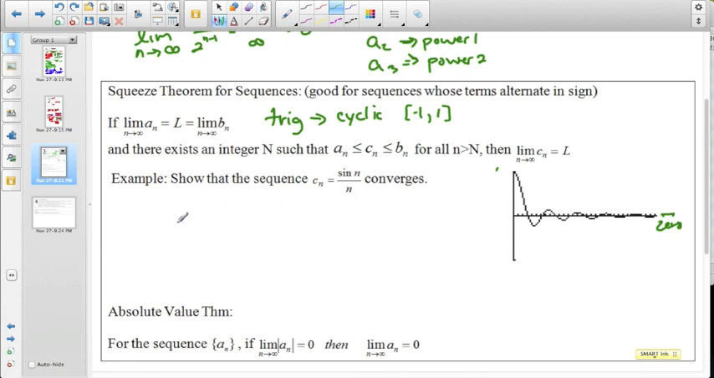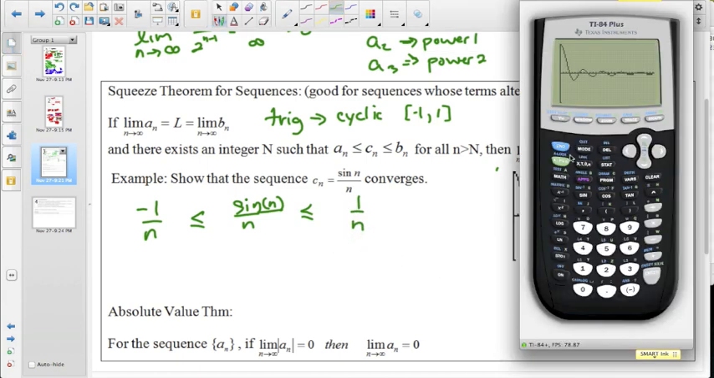How we show that algebraically is we pick something smaller than sine of n over n. When we want to pick something smaller than this, we look at this lower bound of what the sine could be, and we know the minimum value is -1. So we're going to look at the function -1 over n, and then we're going to look at what the sine could be at its biggest, which is +1. And so we're going to look at the function 1 over n.